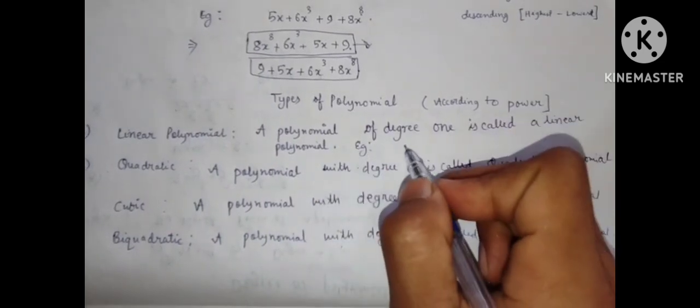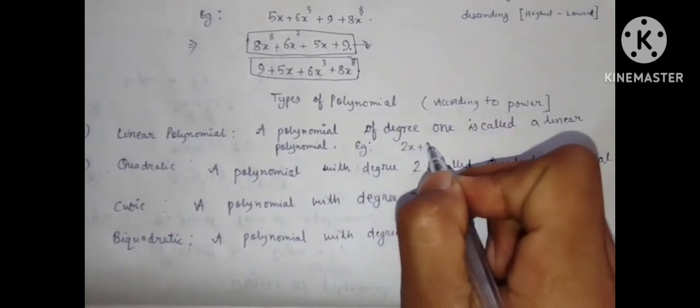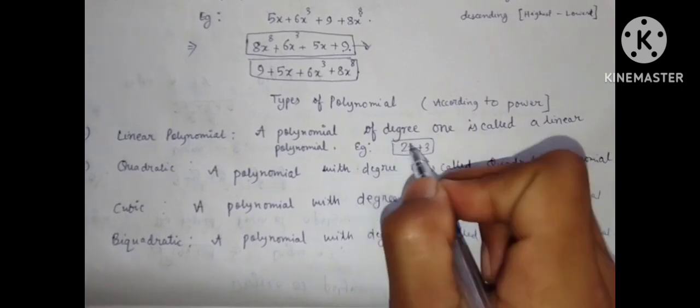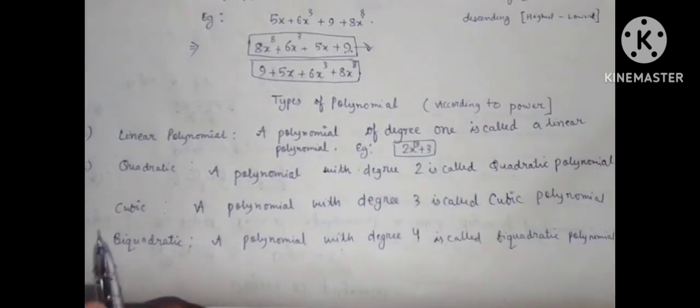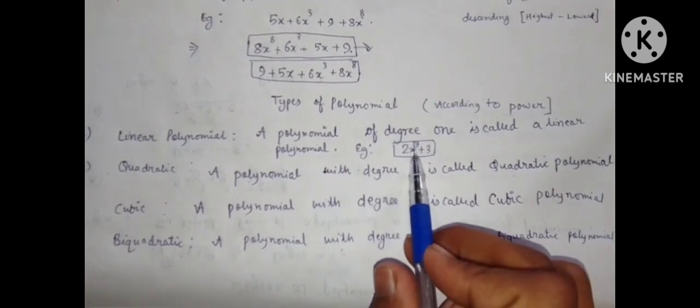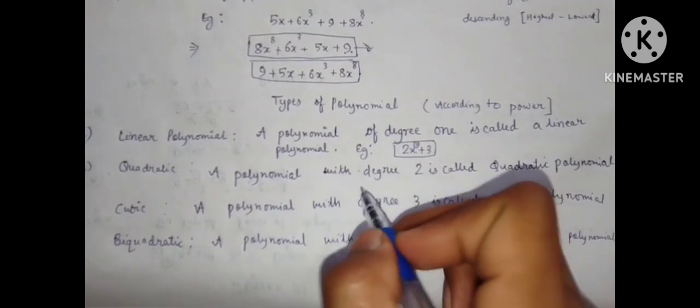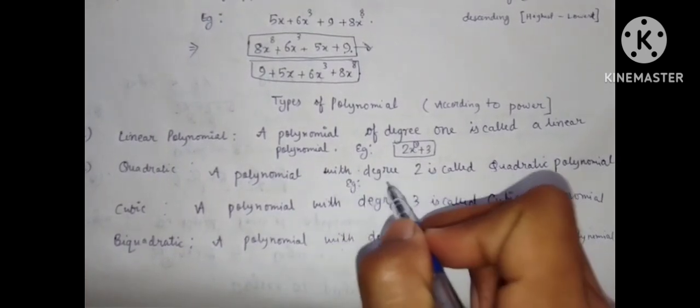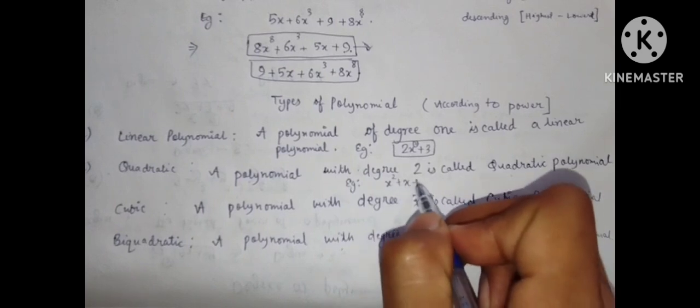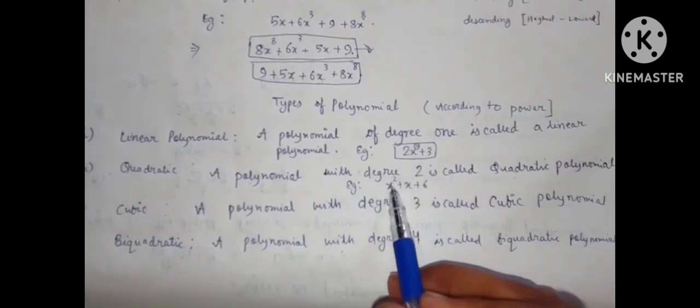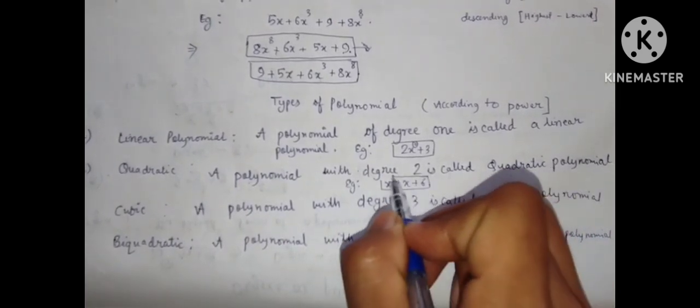Look here, the example will be 2x plus 3. What is the power here? The power here is 1, right? So the polynomial which has power 1 is called a linear polynomial. After that we have quadratic polynomial. The example will be x squared plus x plus 6. The power here is 2, right? So if there is power 2, then such a polynomial is called quadratic.